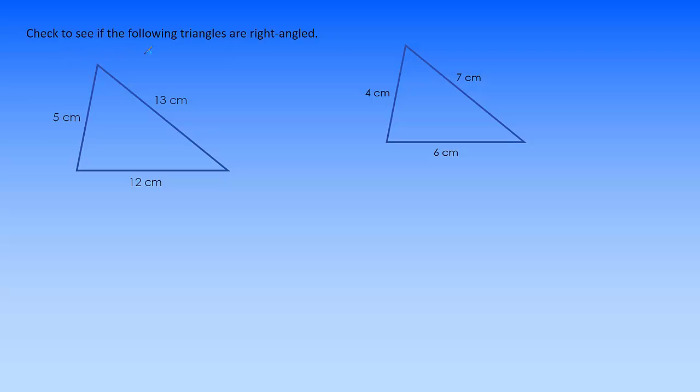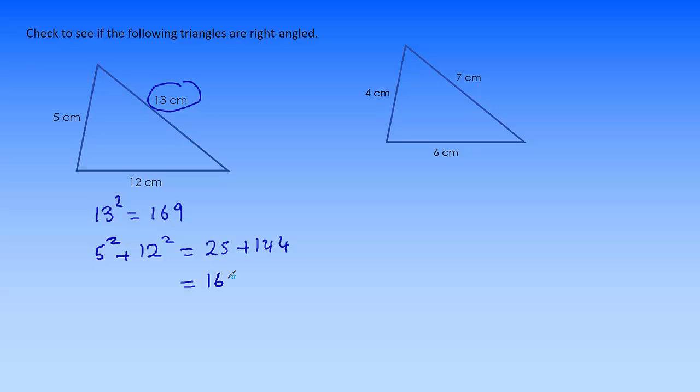Finally, we want to check to see if the following triangles are right-angled. The longest side here is 13. So 13 squared is equal to 169. Now let's look at the shorter sides squared and added. So we've got 5 squared plus 12 squared. That's going to be equal to 25 plus 144, which gives us 169. So we have a situation where a squared plus b squared equals c squared, and that only happens if the triangle is right-angled.